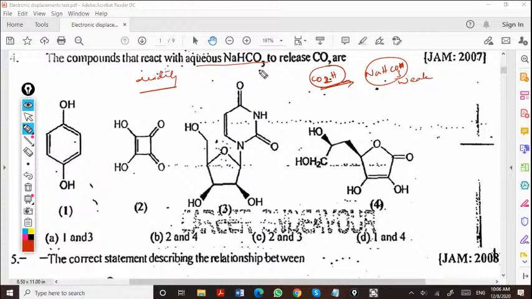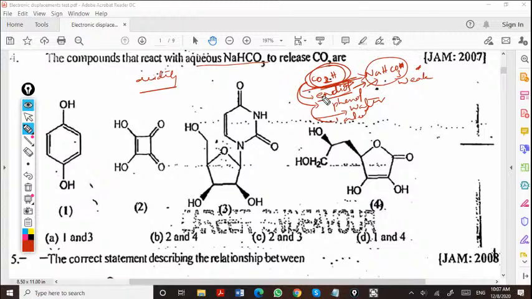After carboxylic acid, generally we find phenols are more acidic, and then alcohols, which are less acidic than water. This is the acidity trend. So only carboxylic acid can react with sodium bicarbonate and release carbon dioxide. Apart from that, ene diols are also highly acidic, so they will react with sodium bicarbonate.